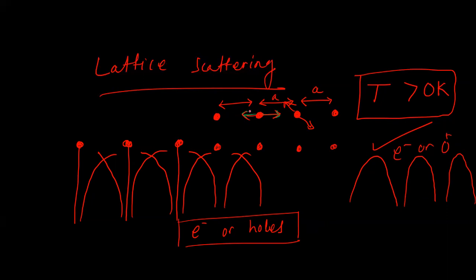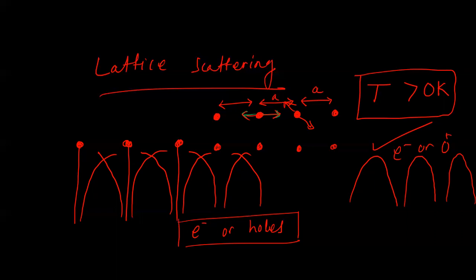But because of this random vibration at a certain temperature greater than 0 Kelvin, they will interact with these vibrating lattice atoms, and it will undergo collision. This process of collision is known as lattice scattering or phonon scattering. Now this process of lattice scattering is actually related to the thermal motion of the lattice atoms.